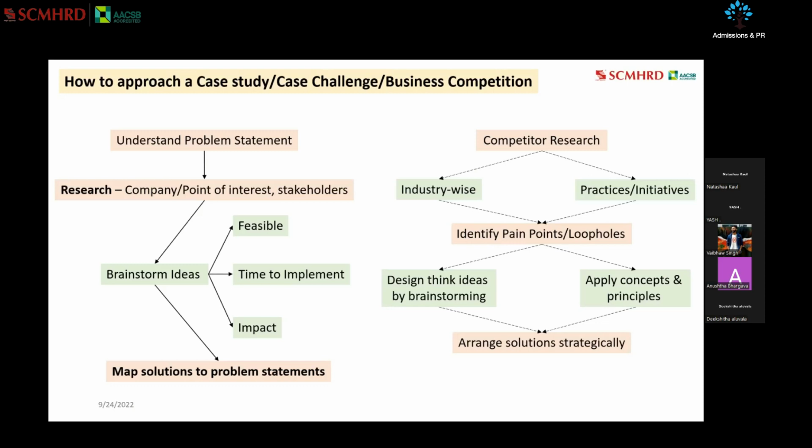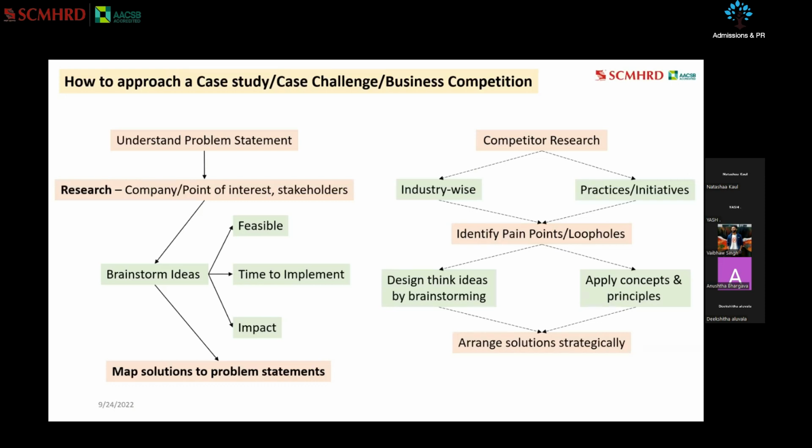You can see those in the green boxes. Firstly, you have to design think ideas by brainstorming, which means that if you are in a group of three or four, or say even five people, you will have to sit down and list down every possible solution that you think would be feasible, and then shortlist all the relevant and good ideas that the business can implement.